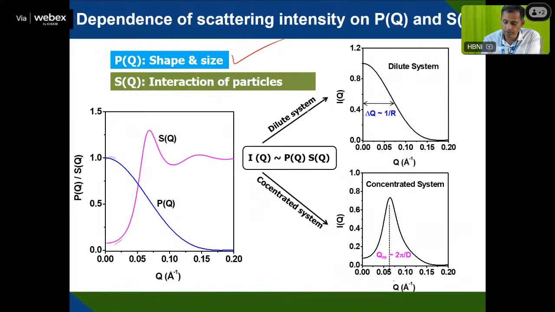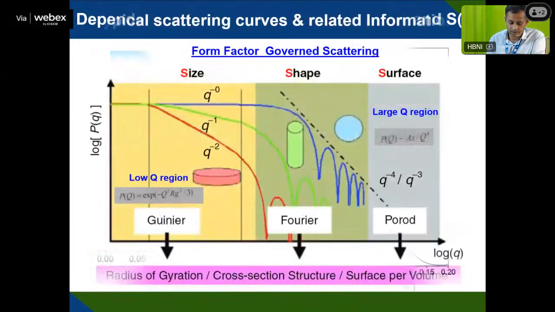In a very dilute system, PQ will be dominant, so you will see the PQ structure. Where the SQ is considered, this peak will come into the picture, and you will be able to see this peak information. So by varying the concentration of the particles in a solution, you are able to get the shape, size, and interparticle interaction information.